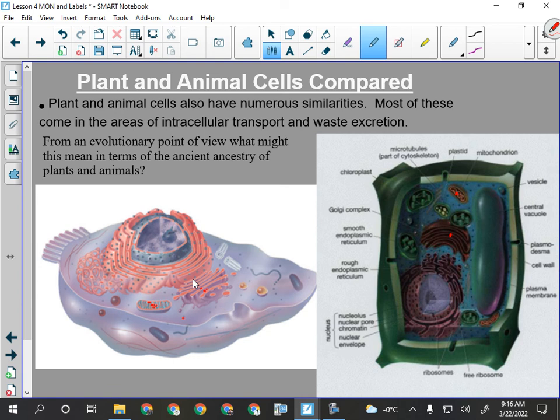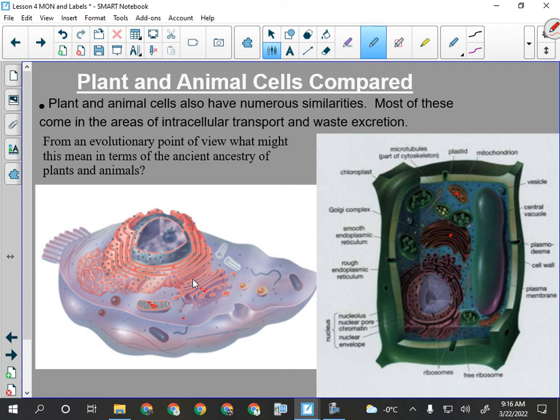You've got food vacuoles in an animal cell. That would contain the organic materials they've consumed for food. You don't see those in a plant cell, but you do see a big water vacuole in a plant cell. You don't see that in an animal cell. We've got these little things here called centrioles. Plant cells don't have those. So there are some differences, but for the most part, they're structurally very similar.